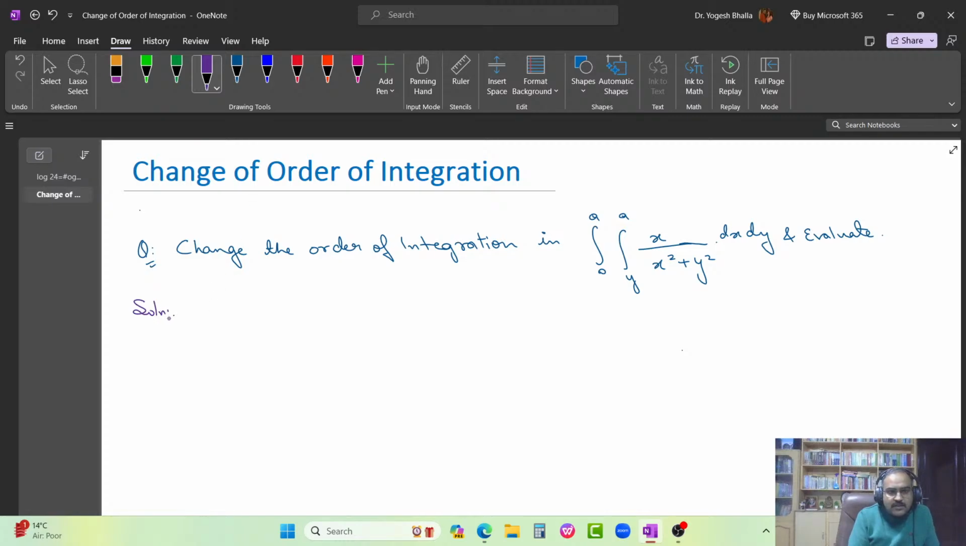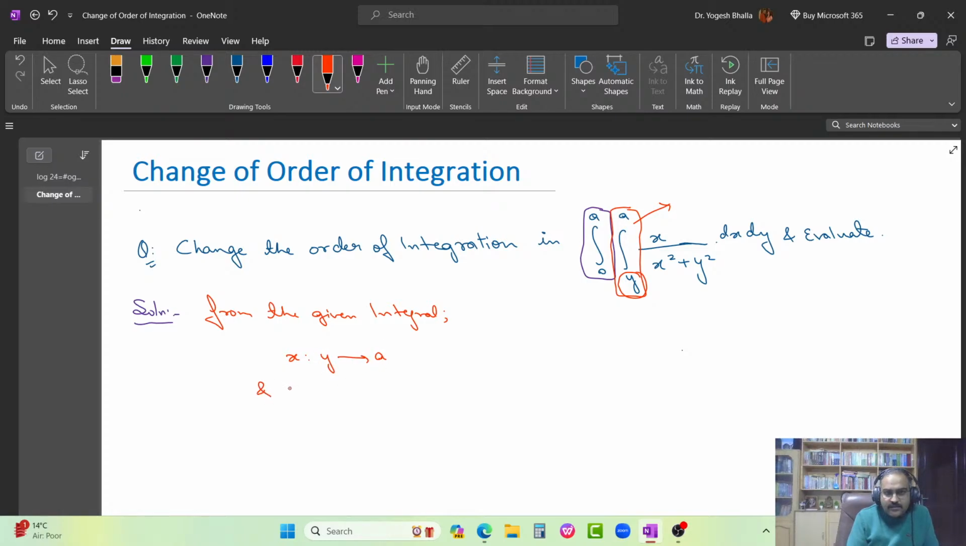Now, to solve such a question, first of all we have to study the limits of both of these integrals. First, the internal limits. Since the internal limits are in terms of y, they are the limits of x. So the first step, from the given integral: x varies from y to a, and y varies from 0 to a.